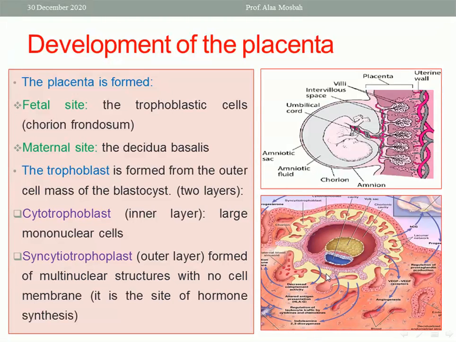Also in the other picture here, this is the fertilized ovum, the blastocyst, after implantation. Okay, this is the decidua basalis here. This is the trophoblast. Trophoblast is formed of cytotrophoblast and syncytiotrophoblast. So, cytotrophoblast and syncytiotrophoblast. And syncytiotrophoblast will form lacunae inside the decidua. Okay?